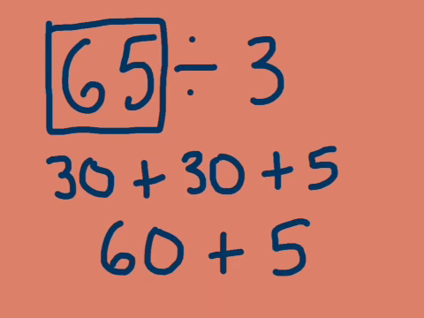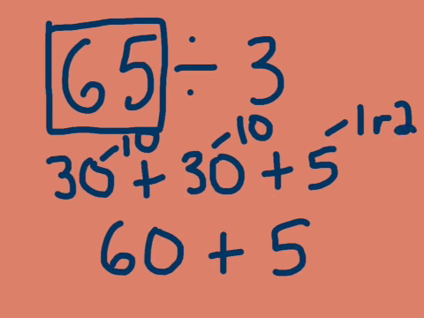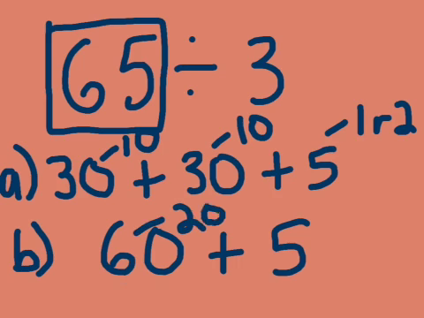Then we want to divide each of these numbers by 3. So here we have 30 divided by 3, which is 10, another 30 divided by 3, which is 10, and 5 divided by 3, which is 1, with a remainder of 2. Down in the second option, it's a little bit quicker as long as you know how to divide 60 divided by 3. So it's just like dividing 6 by 3, except it's 6 tens. So it would be 20. And then again, when we divide 5, we have 1 remainder 2.